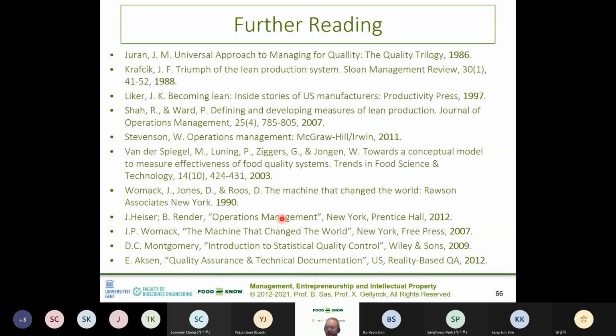Some other exercises I mentioned we will be doing together in class. I'll stop sharing my screen.